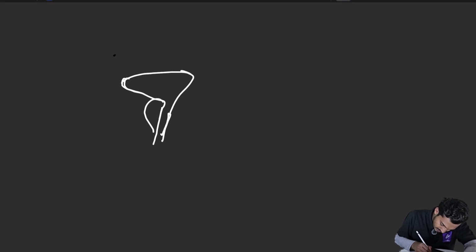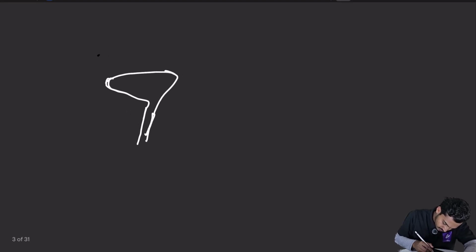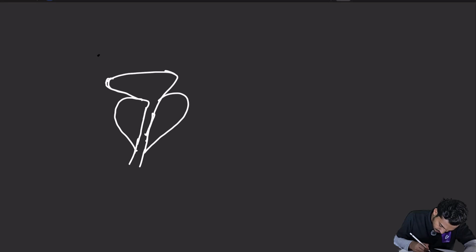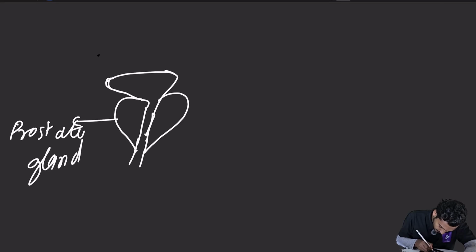Urinary bladder के नीचे there is a gland called the prostate gland. So this is your prostate gland. This heart-shaped gland what you are seeing, this is the prostate gland. And this is the urinary bladder.